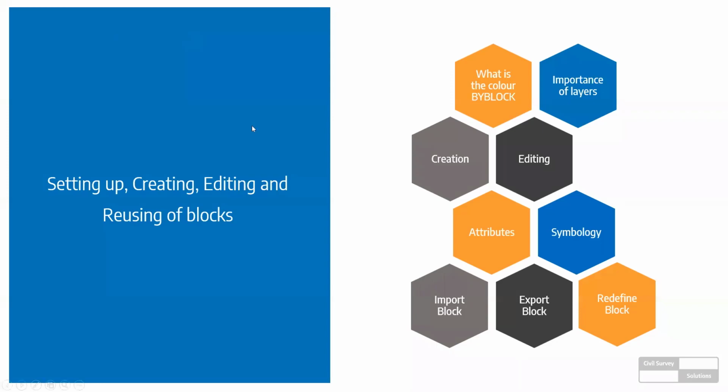We'll look at creating blocks, editing blocks using the block editor. We'll look at editing a block in place. There's multiple options to do that. Then we're going to have a look at attributes and the different values and things that we can use for attributes when we're creating those. We'll look at using blocks as symbology, and then finally we'll look at importing, exporting, and redefining blocks.